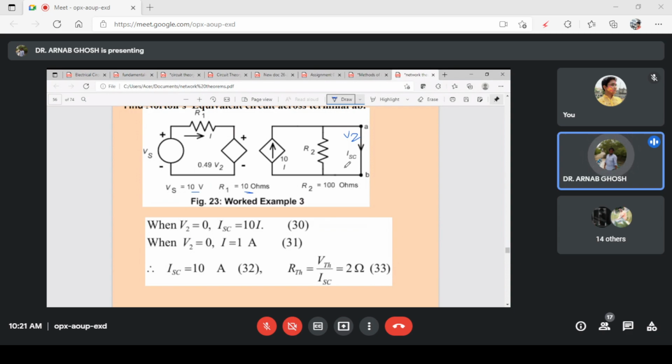And when you have short circuited, this 10I current will only flow through AB, because there will be no current flow through the other branch. In the short circuit condition, the maximum current will flow through AB. So ISC will be equal to 10I. Now V2 is 0, ISC is equal to 10I, and from this circuit you are getting I is equal to 1 ampere. So your ISC is equal to 10 ampere. You are getting this?